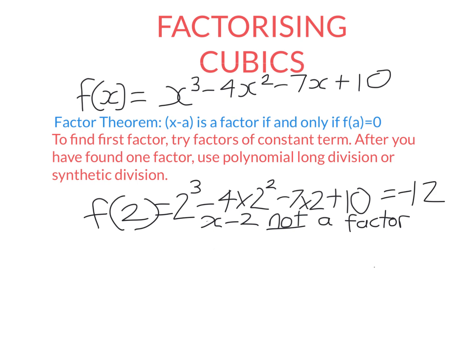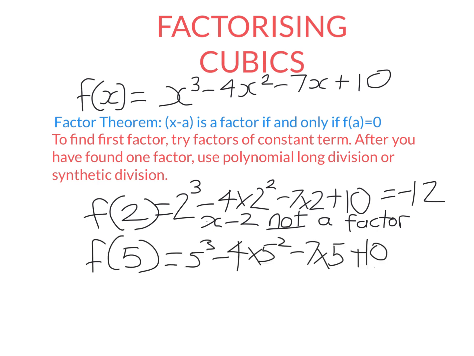Well, it requires a bit of trial and error. What you do is you try positive and negative factors of the constant term. So in order to find a factor, I need to choose positive and negative factors of 10, and I need to use trial and error to see which one of them I can substitute for x to make this equal 0. So it turns out if I try 5, which is also a factor of 10, if I substitute x for 5 and then put this in my calculator, I get 0. So what that means is x minus 5 is a factor.